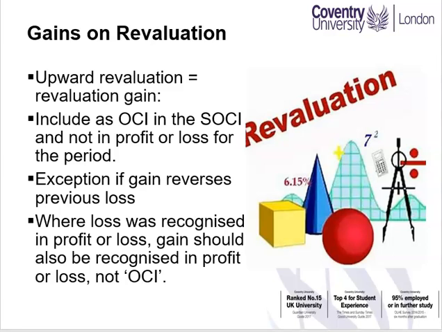There is an exception to this. If the gain reverses a previous revaluation loss, in other words, if the asset had previously been revalued and there was a loss, that loss having gone through the profit and loss account, and this gain reverses that loss, then to the extent of that reversal, the gain will go to profit and loss. Any excess is taken to other comprehensive income. We will explain this principle further by way of example during the live session.